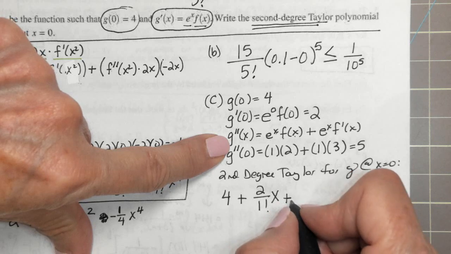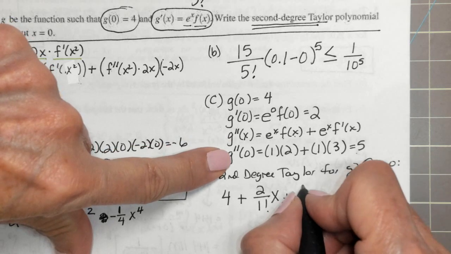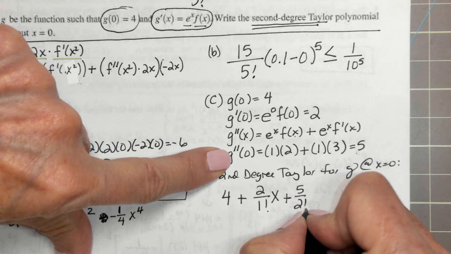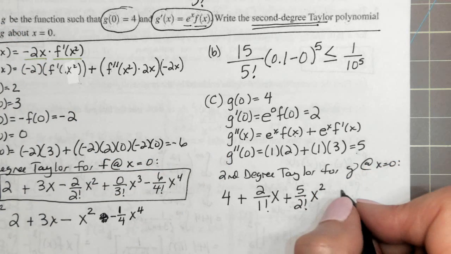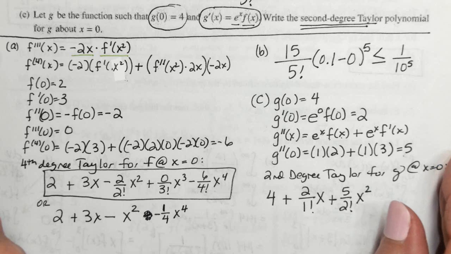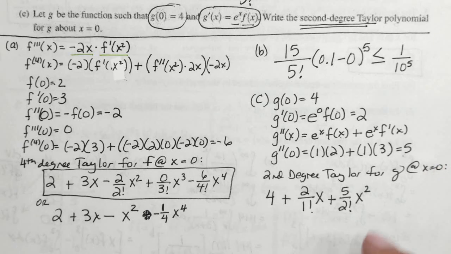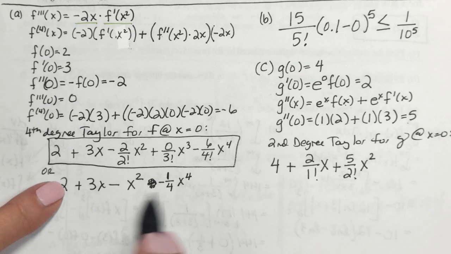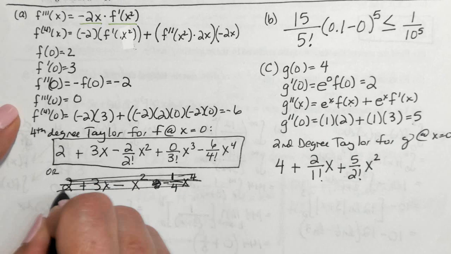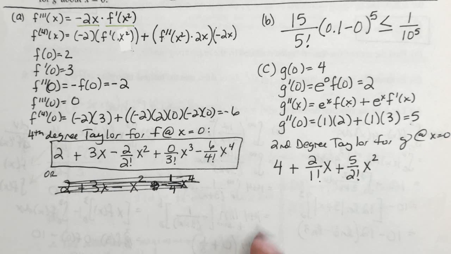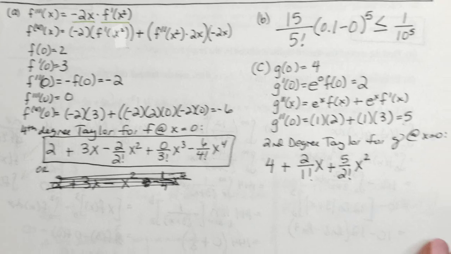plus 5 over 2 factorial x squared. And I'm done. They didn't ask me to do anything with it. So it turns out I did not have to clean up f at all. So I might even go back and get rid of that, just in case I did something. Well, I say stop, so it wouldn't matter. Okay? All right. That's it.